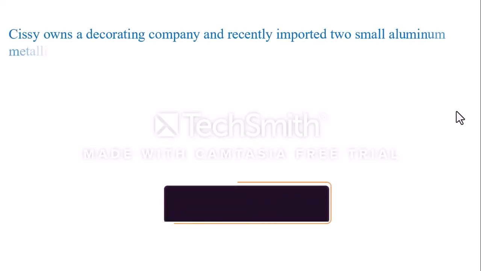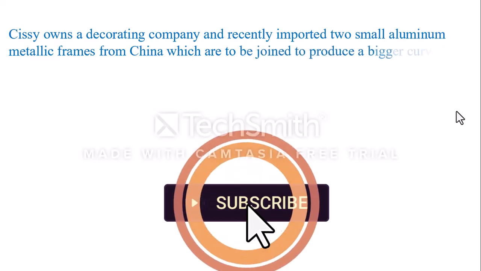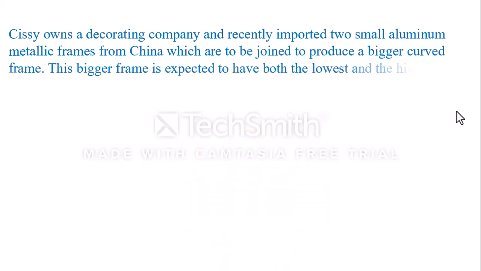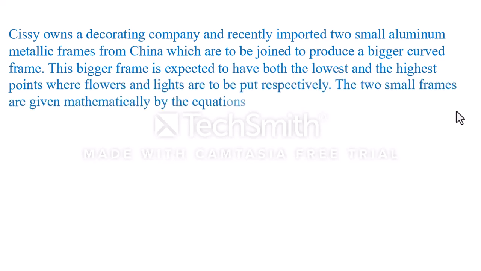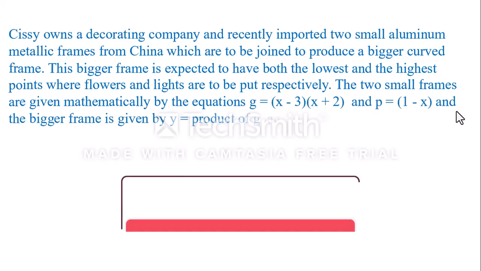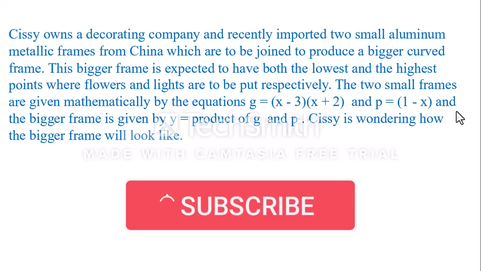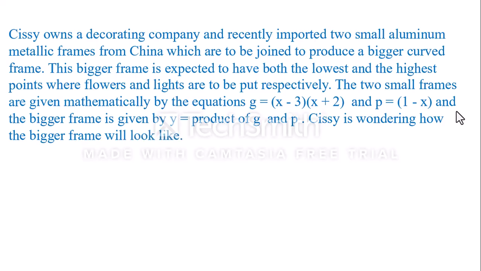CBC owns a decorating company and recently imported two small aluminum metallic frames from China, which are to be joined to produce a bigger curved frame. This bigger frame is expected to have both the lowest and the highest points, where flowers and lights are to be put respectively. The two small frames are given mathematically by the equations G equals (x minus 3)(x plus 2) and P equals 1 minus x, and the bigger frame is given by y equals the product of G and P. CBC is wondering how the bigger frame will look.